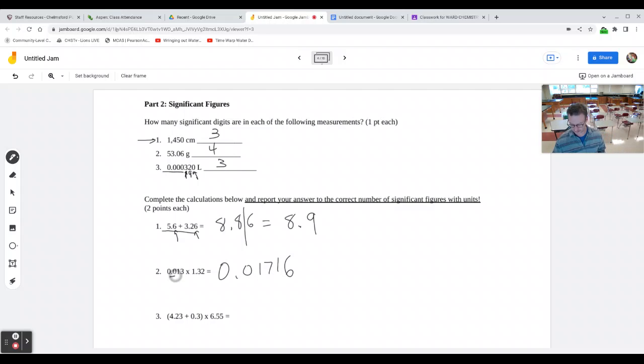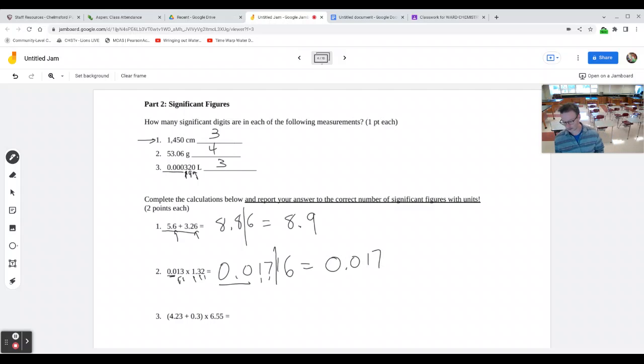This number here, remember these zeros to the left are not significant, has 1, 2 significant figures. This has 1, 2, 3. So I have to go with the smaller of the two, which is 2 significant figures. So again, these are not significant. There's 1, 2 significant figures I have to round off there. So my final answer here is 0.17, and I drop the rest of those places.